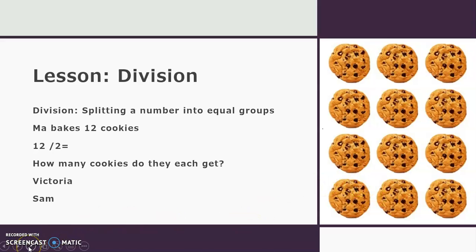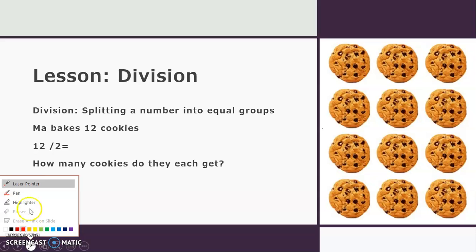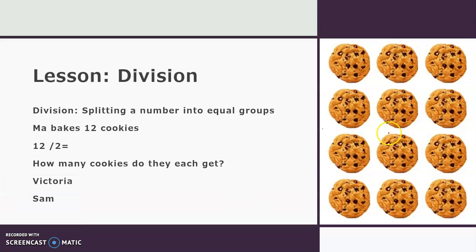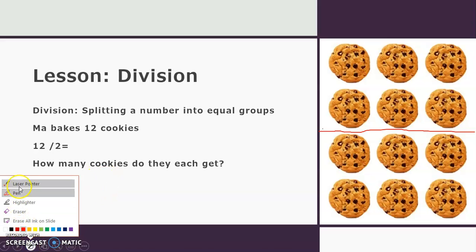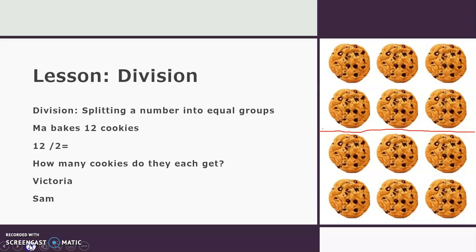If we divide 12 by 2, right in the middle right here, we can see how many cookies they each get, right? So 1, 2, 3, 4, 5, 6 for Victoria, 1, 2, 3, 4, 5, 6 for Sam. So they each get 6 cookies, right?